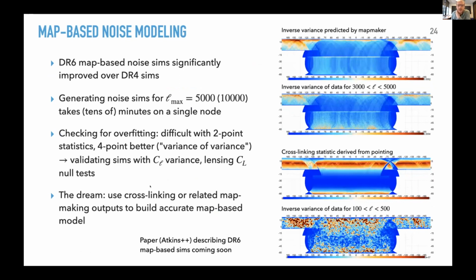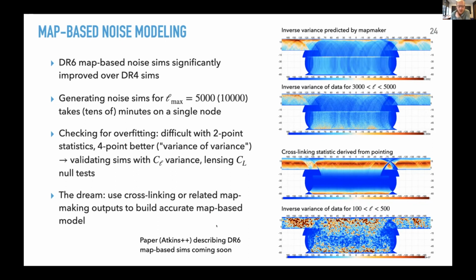All right, now I am almost done. So these map-based sims give us a relatively cheap way to simulate our noise, which is exactly what we needed for ACT. We are still in the process of checking whether we're running into problems with overfitting. This turns out to be quite a difficult thing to check. We're relying on 4-point statistics such as the variance of the power spectrum or the lensing estimates to do this, which will be described in this upcoming paper.